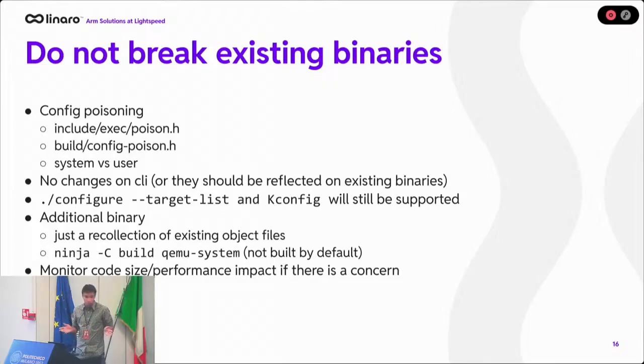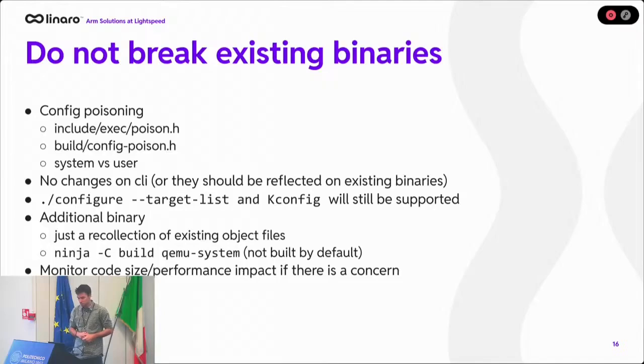Of course, we don't want to change the command line interface. We will have to add a new option. I will explain that later, but we will add that to the existing binary as well. So your command will work with the single binary or the current binary, no difference. We don't want to change the possibility to restrict the list of targets or to use Kconfig to create a stripped binary that really tailors just your needs. So all that will be supported.